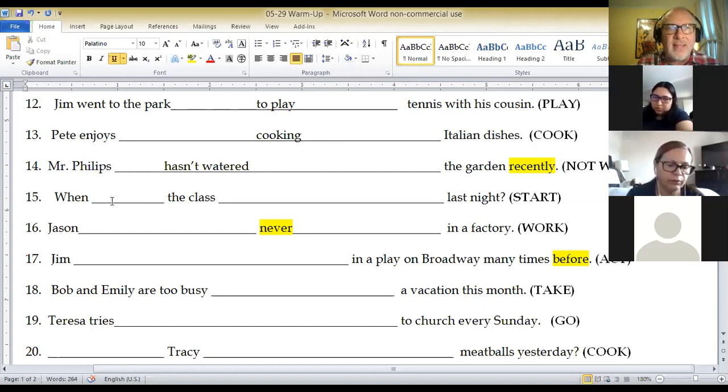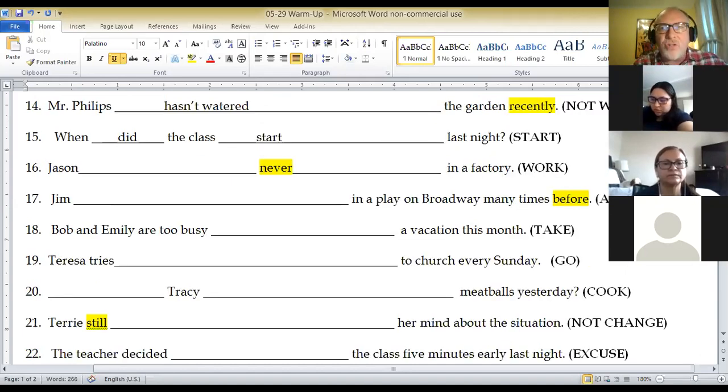The next one is last night. So a past tense question. What do we say there in past? When did. Excellent. You guys are doing great. When did the class start last night? Simple past. The next one is about Jason's experience. It says never. So Jason has never. Has worked. And then we want our past participle, that's ed, right? Has never worked.